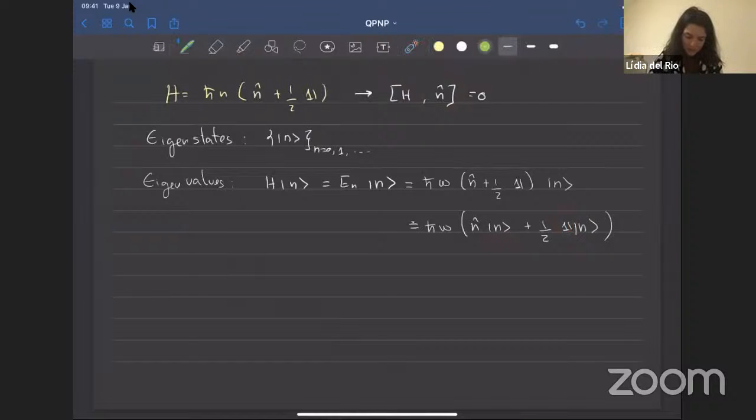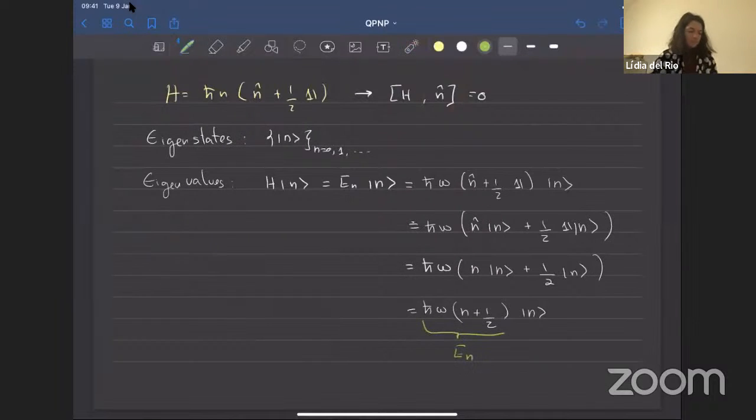So then what we have is ħω, and now not the operator, but the number: 1, 2, 3, and so on. And now, of course, you can pull all the n's outside. So this is ħω(n + 1/2). Which means that this is our energy, E_n.